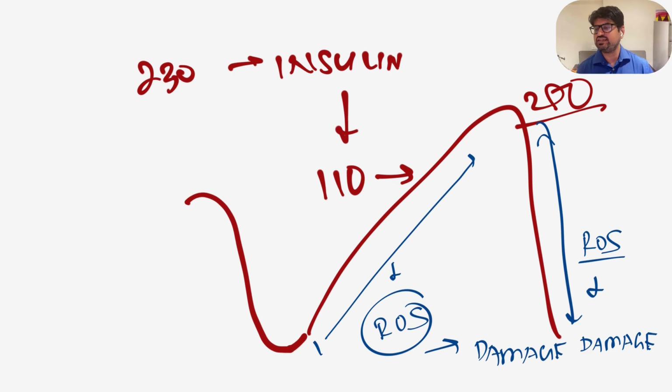This is actually the worst case scenario. So sliding scale insulin actually does more harm to your patient. It is better to leave your patient alone with high sugars than to give sliding scale insulin, because sliding scale insulin will actually do more harm to your patients. And that's why this is something which has to be completely avoided.